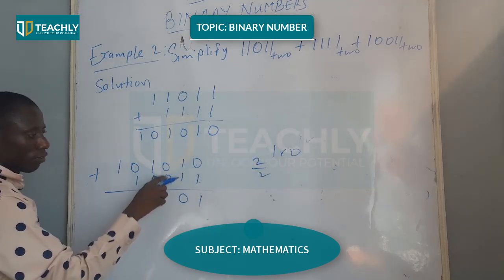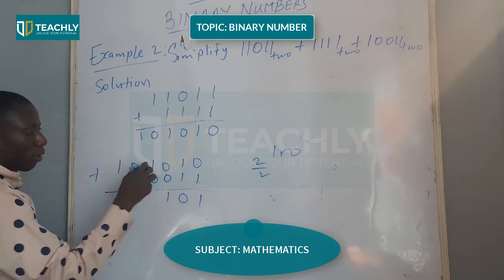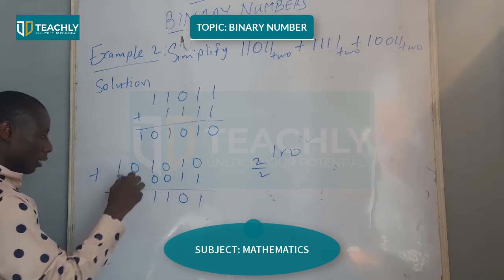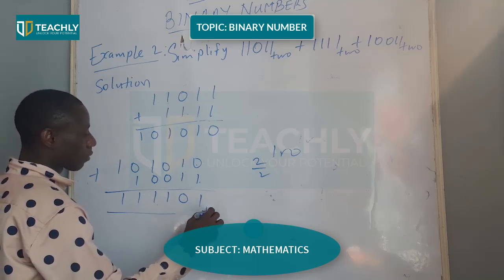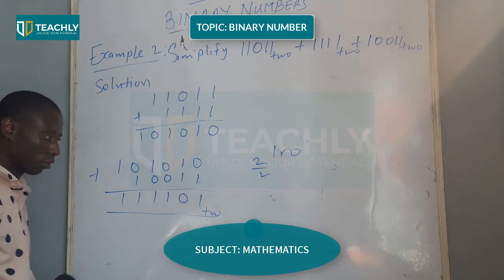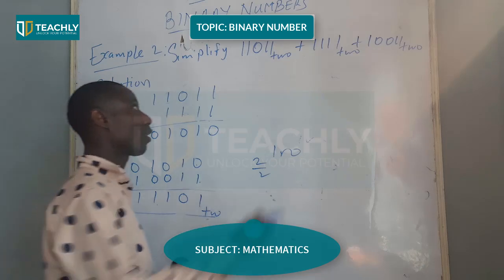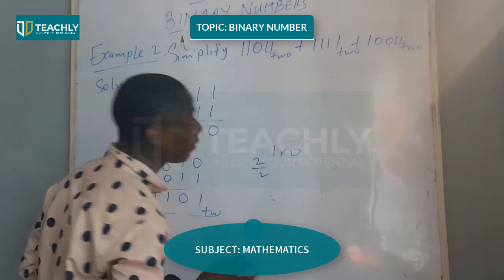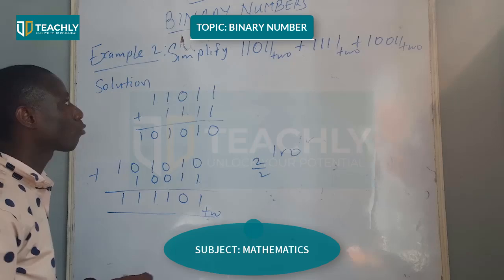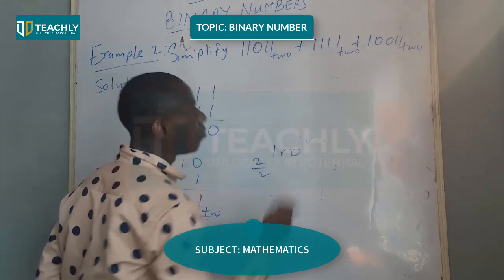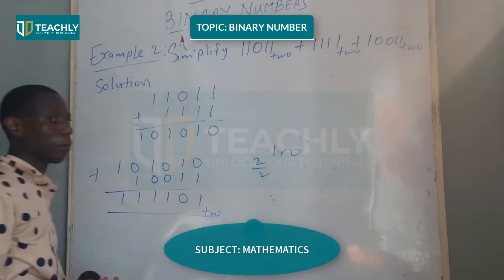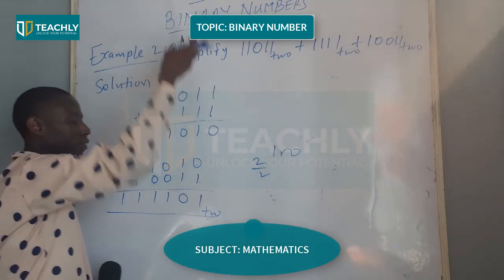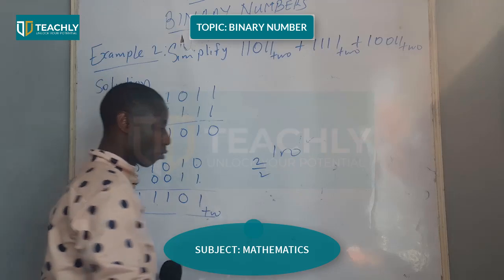You add 1 to this 0 and 0 give us 1. 1 plus this 0, we have 1. Here we have 1. Here we have 1. So finally, this is our answer. 1 1 1 1 0. So you can see that when you are having more than 2 like this, it is easy for you to first add the first 2, then you get your answer, then you can add it to the next one. Adding everything at the same time can create confusion.